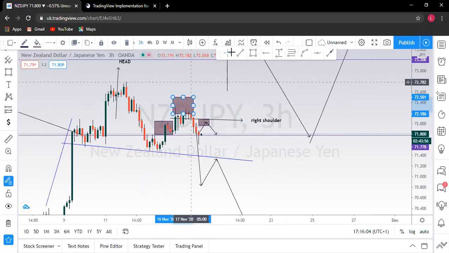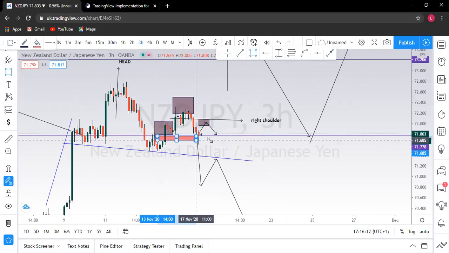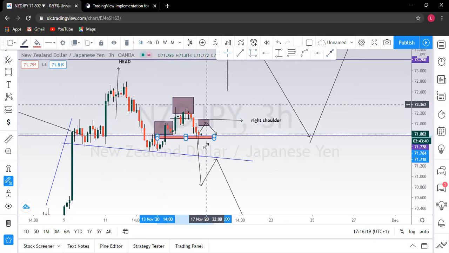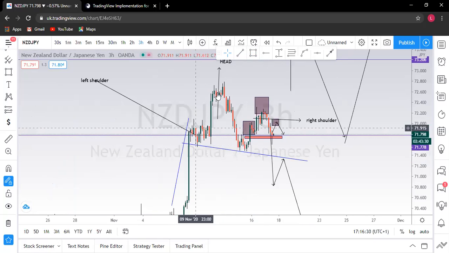So now this will be the neckline. Let me change the color. This will actually be the neckline. Can you see? So you can as well wait for the break of this neckline before you trade. However, this is the overall head and shoulder on 4 hour: the left shoulder, the head, and the right shoulder.